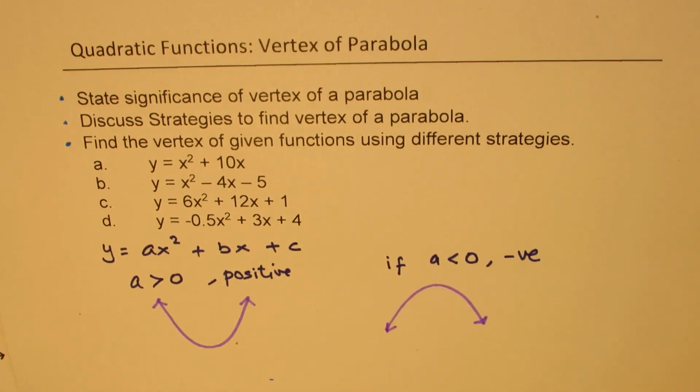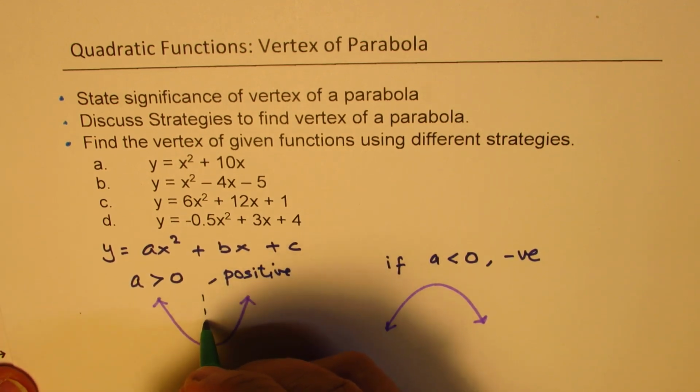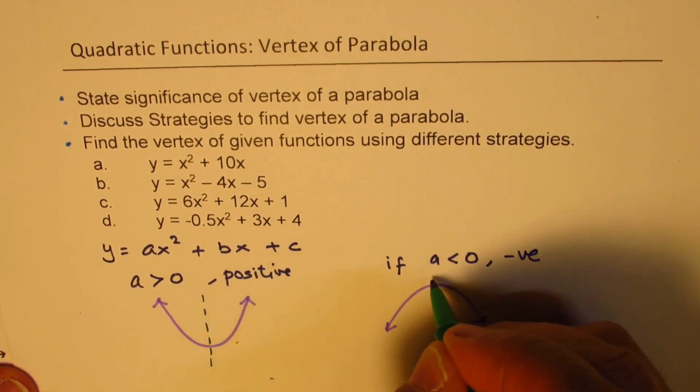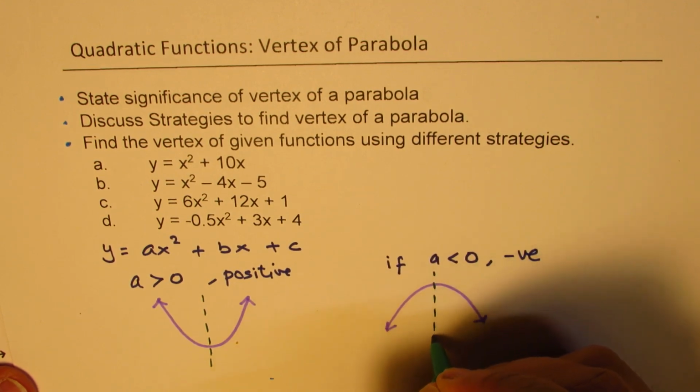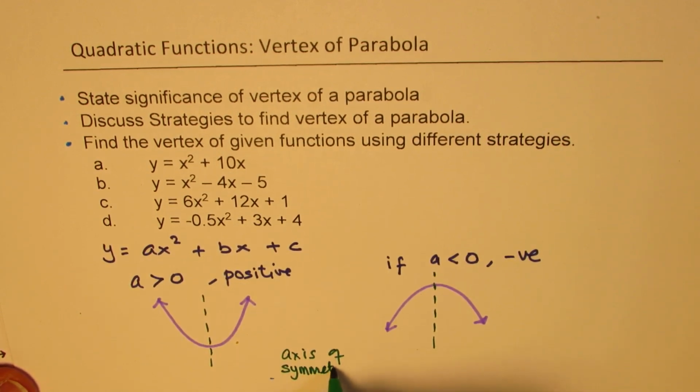Vertex is always at the turning point, right? So this is the vertex. A parabola always has an axis of symmetry. So that is the axis of symmetry, right? And the vertex lies on the axis.